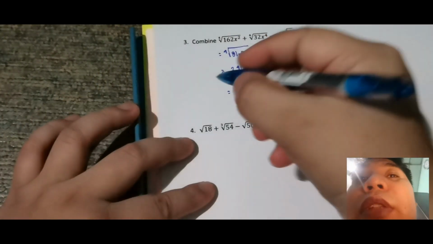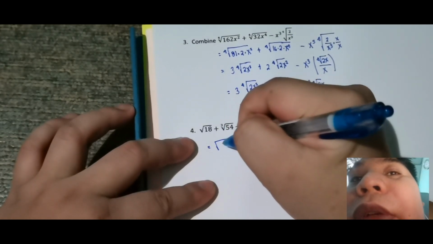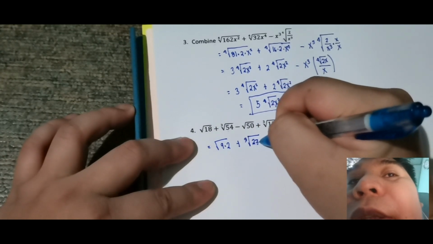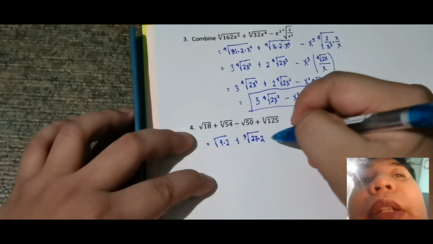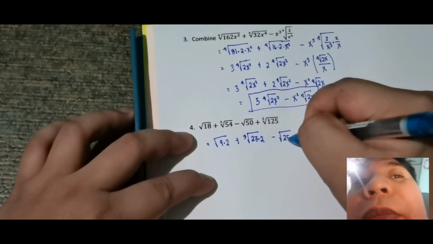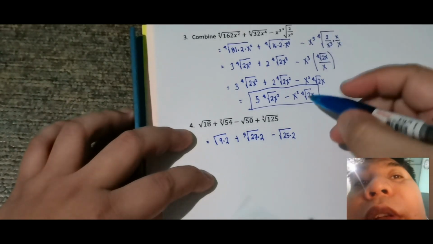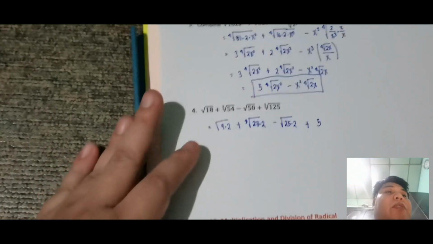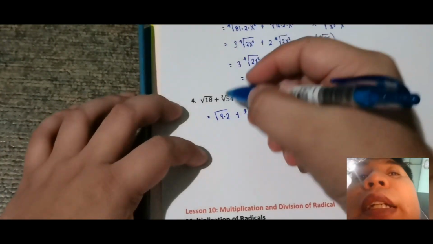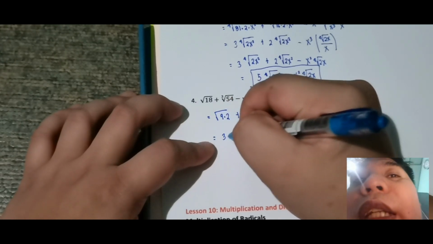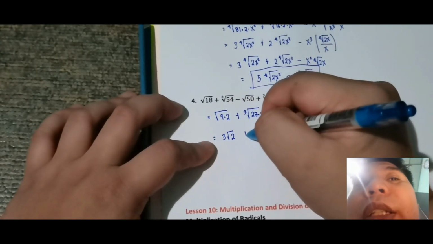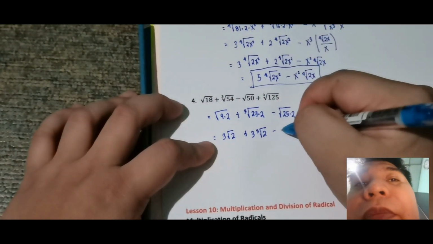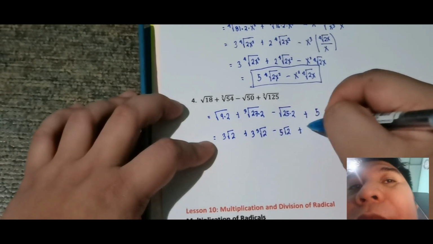Okay, so ito ulitin ko lang. So, this is equivalent sa square root ng 9 times 2 plus cube root of 27 times 2. Okay, then minus square root ng 25 times 2. Okay, then plus cube root of 125 is just 5 kasi perfect cube siya. Okay, then lastly, this is square root of 9 is 3, that is 3 square root of 2. Cube root of 27 is 3, that is 3 cube root of 2. Next, square root of 25 is 5 square root of 2 plus 5.